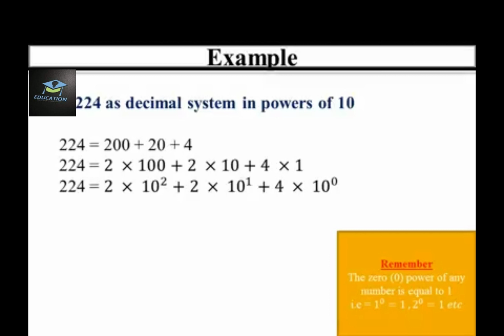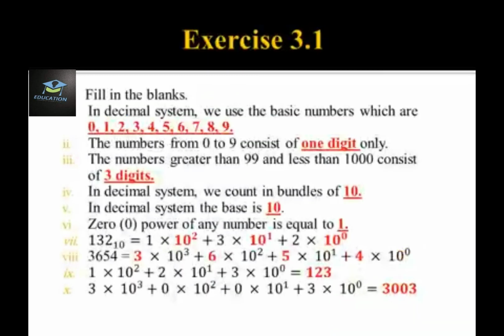Remember the zero power of any number is equal to 1. So we have 2 multiplied by 10 power 2 plus 2 multiplied by 10 power 1 plus 4 multiplied by 10 power 0. The powers start from the right side with 0, 1, 2 and then so on. But we have to go from the right side.